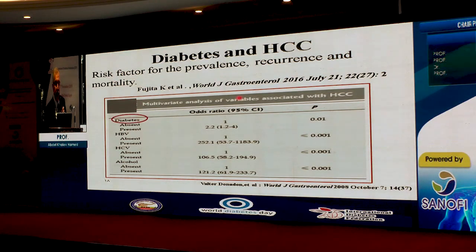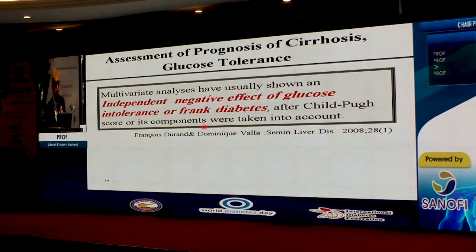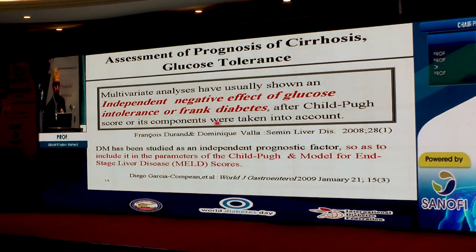ومعروف من هذا multivariate analysis بتاع variables associated with HCC ان وجود الدايابيتس بيزود الاوتو ريشيو more than two folds. من المقترحات العظيمه احنا بنتحاسب مع السيروزز بالتشايلد بو كلاسيفيكيشن والميلد، لكن لما عملوا دراسات دخلوا فيها وجود الدايابيتس جاب نتائج مختلفه خالص، وبالتالي بقى في اقتراح دلوقتي ان احنا نحط الدايابيتس جوه البارامترز بتاع التشايلد بو والميلد سكورز.